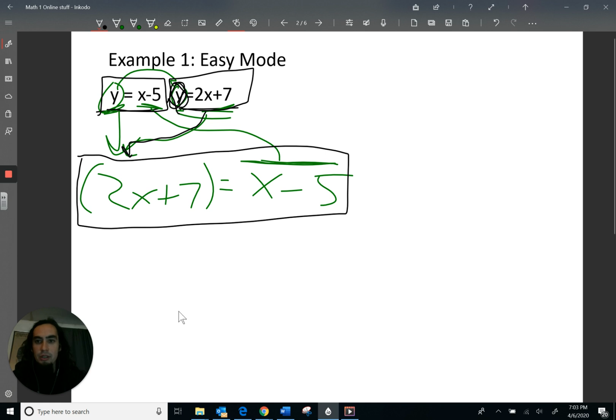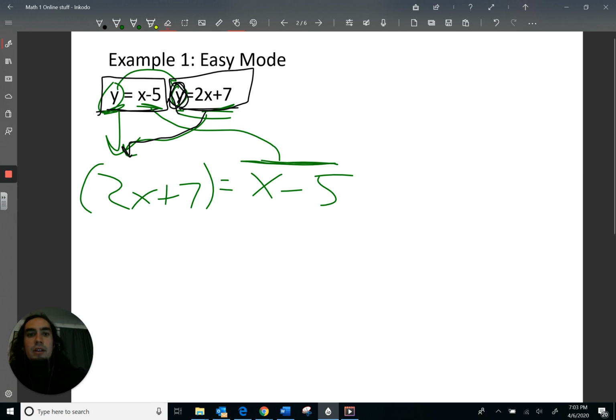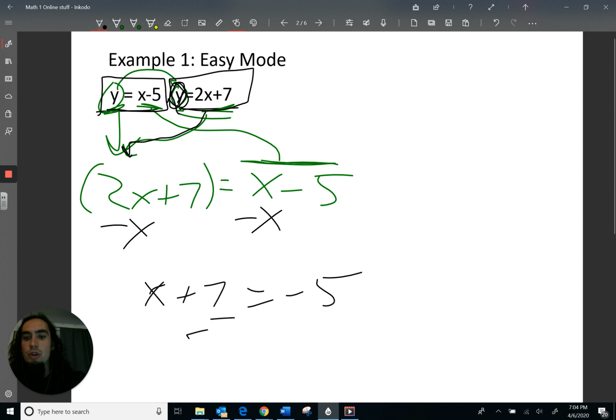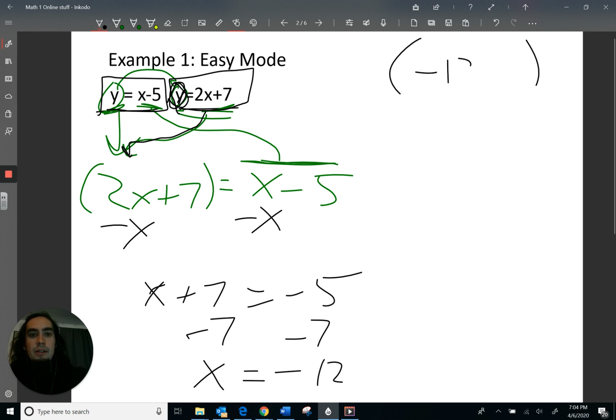So as we keep going, I'm going to combine my like terms. I can see that I can subtract x from both sides. Okay, good. I can subtract x from both sides, and so that's going to give me x plus 7 equals negative 5. And I can subtract 7 on both sides, and so that's going to give me x equals negative 12. Perfect. Are we done? No. We need the coordinate. And we know that the x value is negative 12. So I'm going to put negative 12. And the y value, we don't know yet.